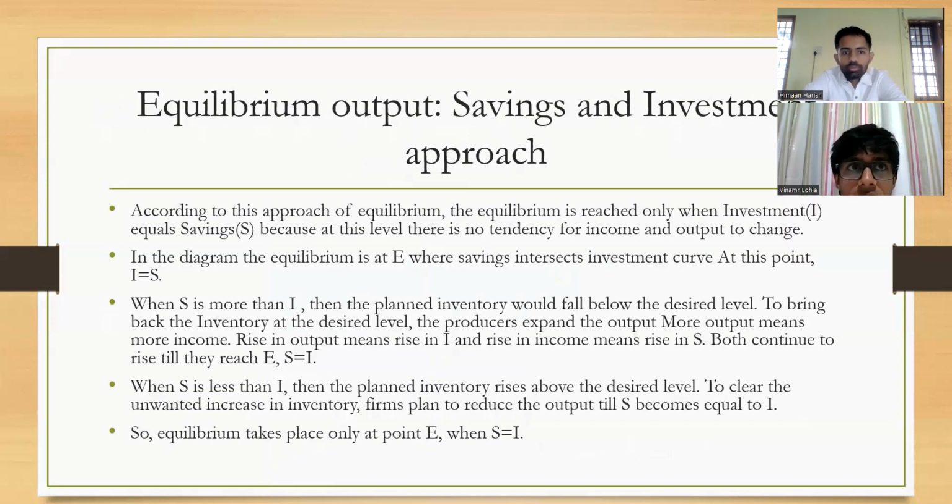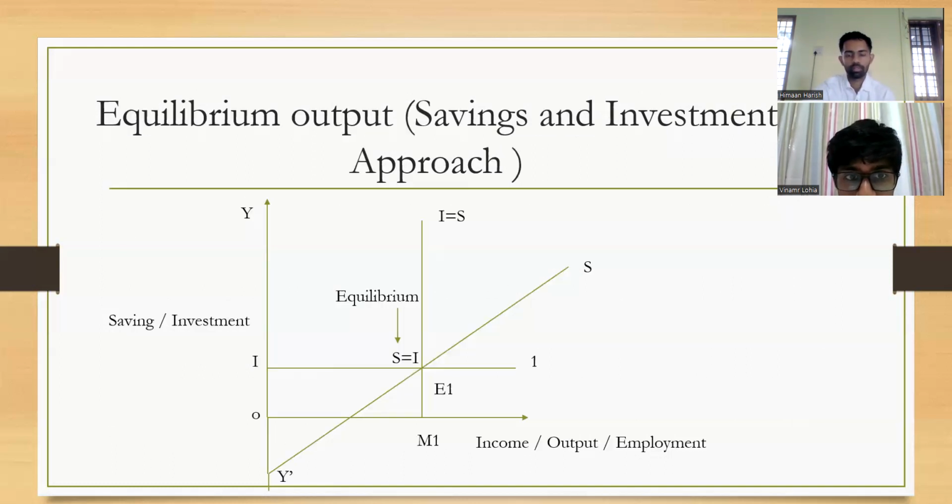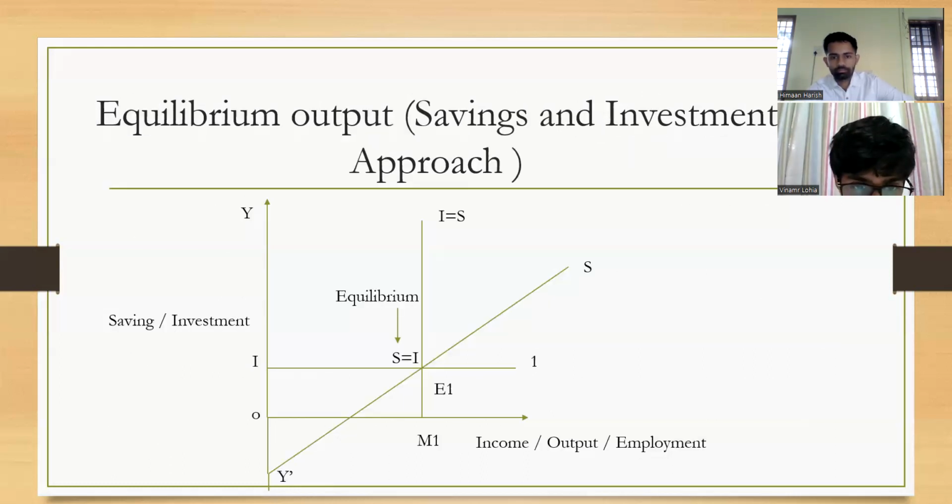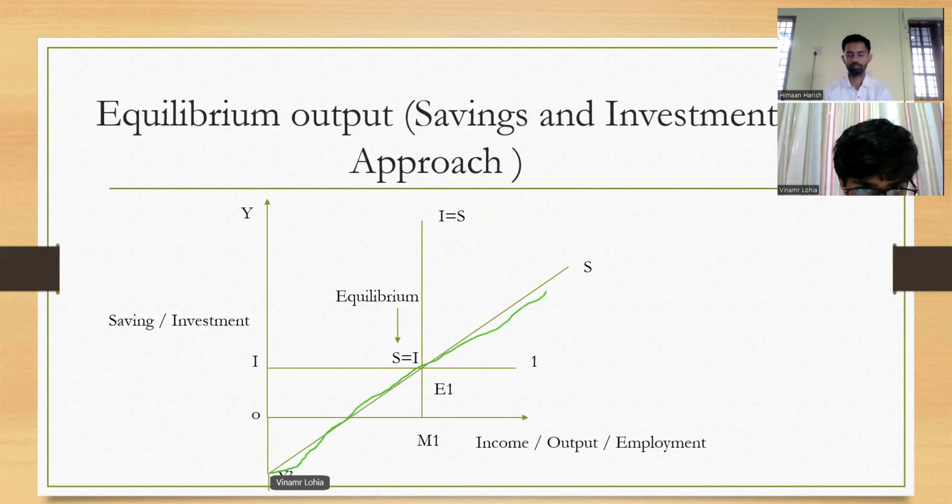So according to this approach of equilibrium, the equilibrium is reached only when investment equals savings, because at this level there is no tendency for income and output to change. In the diagram, the equilibrium is at E, where the saving curve intersects the investment curve at a point. One second, can you go back to the diagram? So this is the savings curve, right? Yes. This is the savings curve. The investment line. Yes.